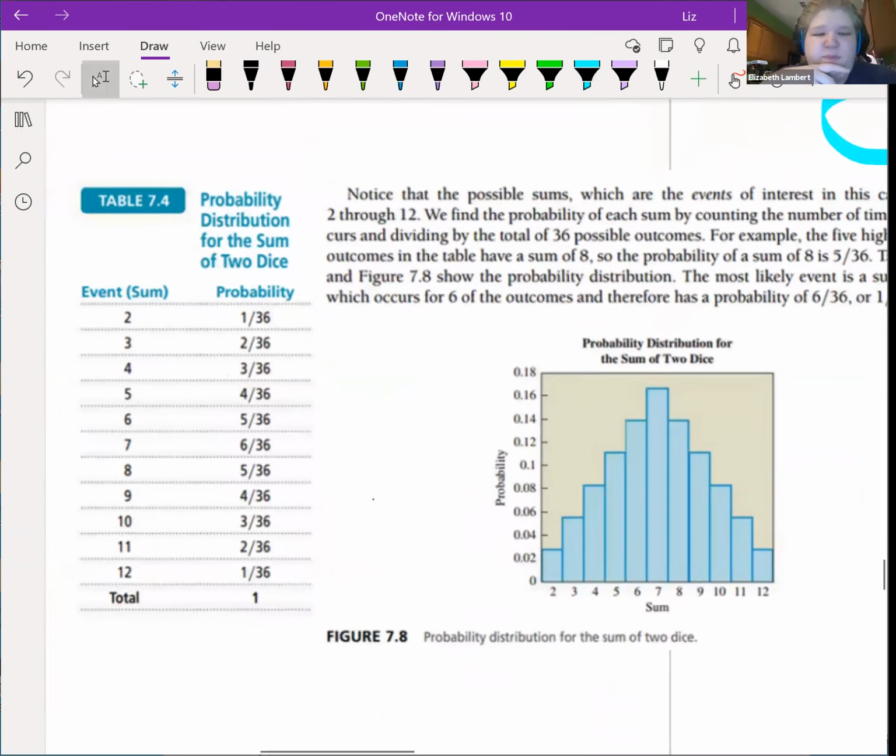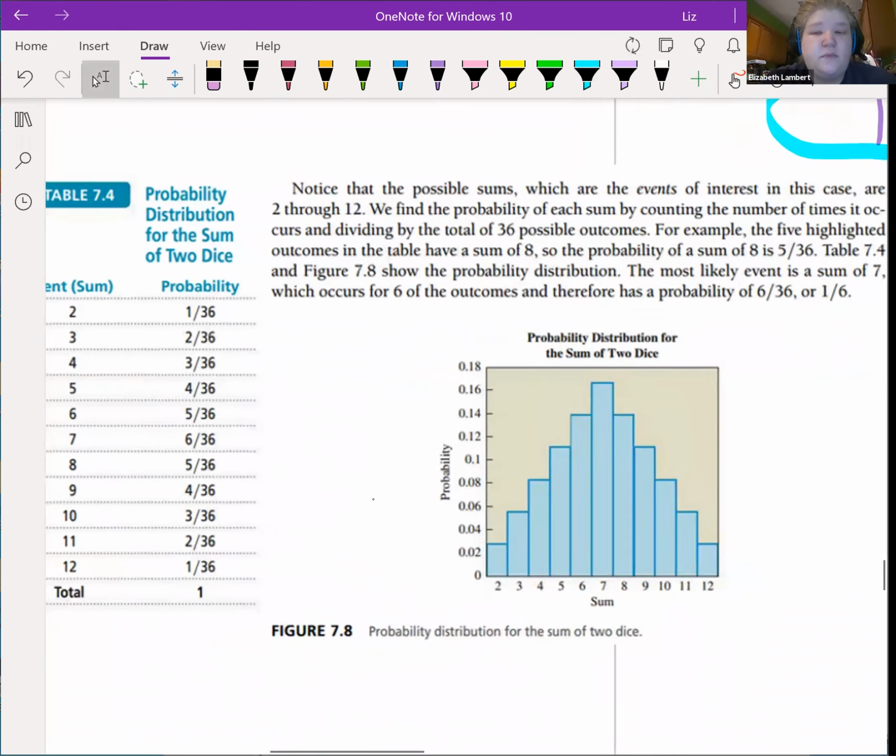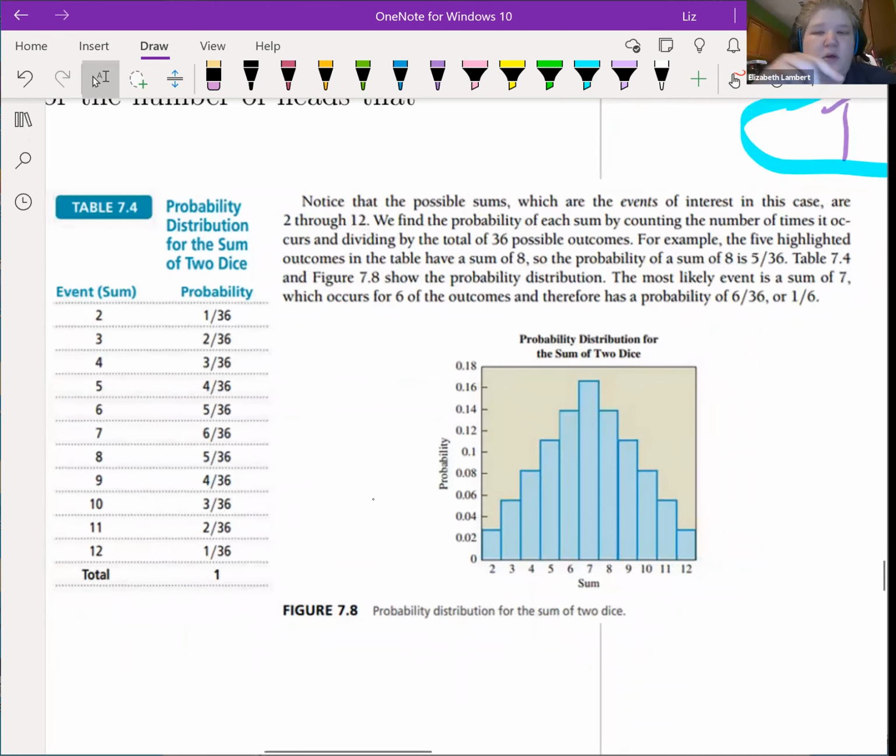So this table from the book, I thought I would give to you also with some extra data.